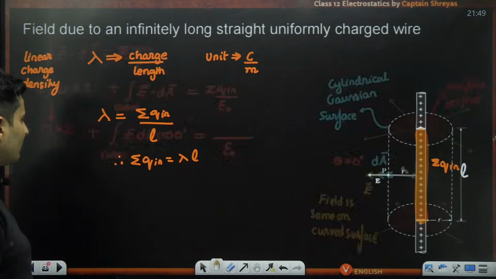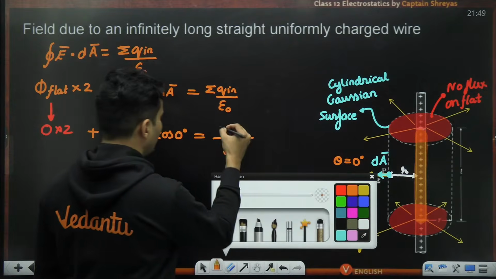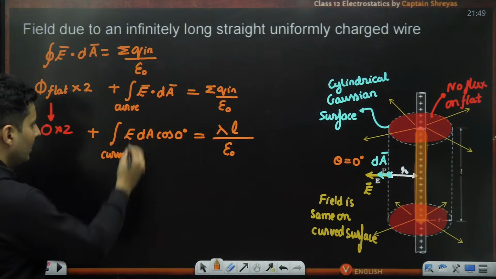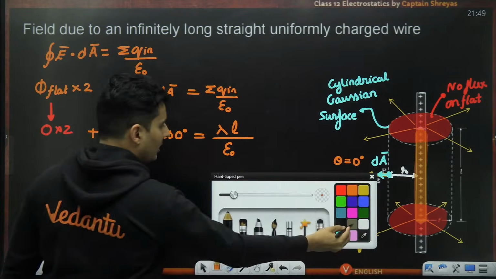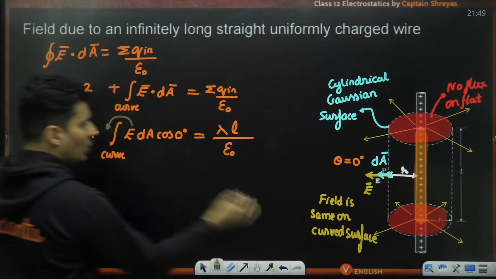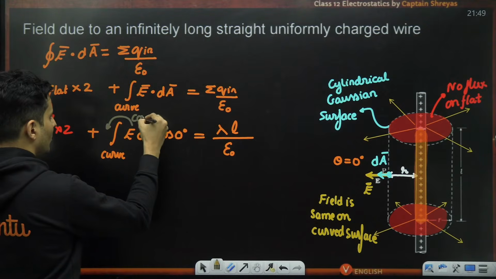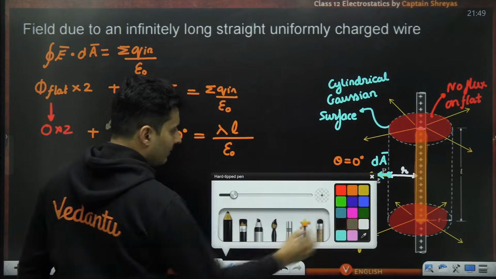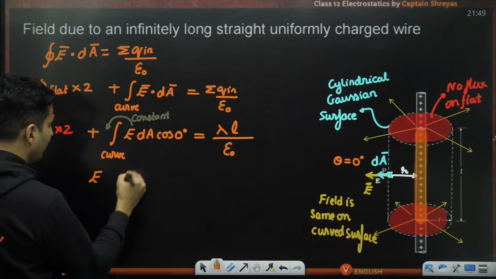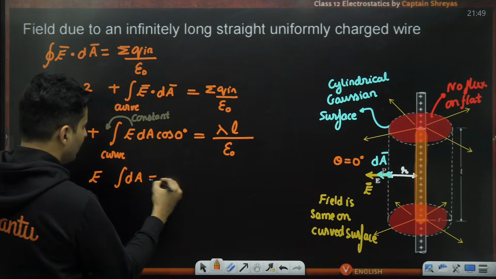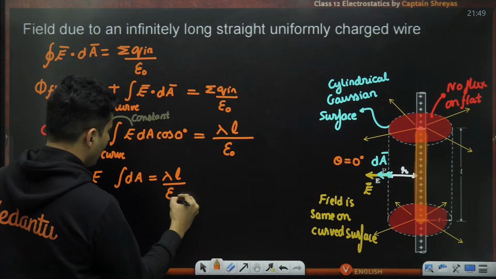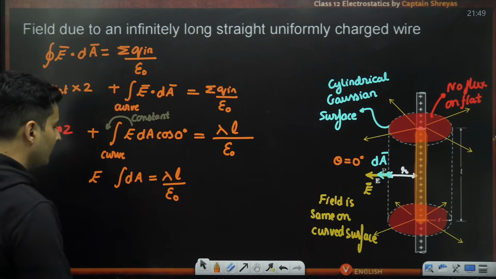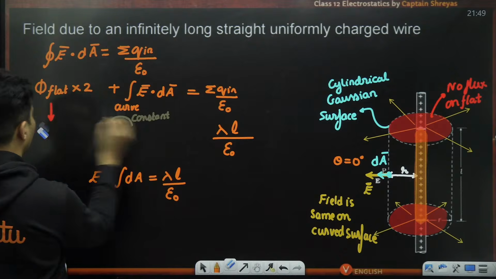Let me substitute that over here as lambda multiplied by L. This is 0, so forget it. This E, being a constant, as I just told you, will go outside. So I will be left with electric field times the integration of dA equals lambda L by epsilon naught. Fair enough. Let me go on to the next slide and work with this.